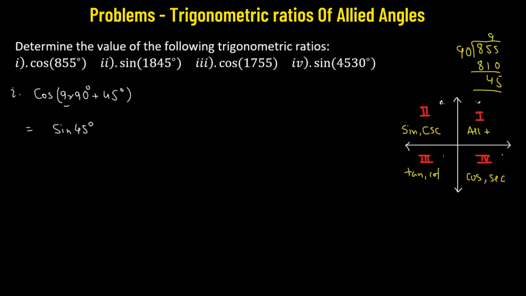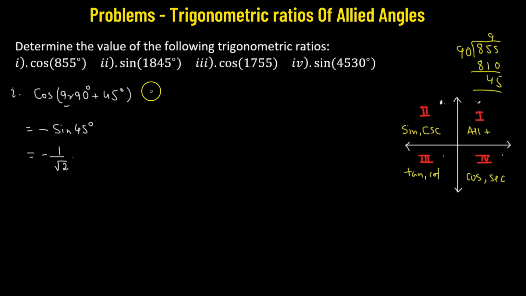Now in the second quadrant, only sine and cosecant are positive, and everything else is negative. You might get confused because we have a sine here and think we will get positive. No, it's going to be negative, because we always have to focus on the original function. We started with the cosine function, and in the second quadrant the cosine function is negative. That means the value will be negative. Now we have sine 45 degrees, which is 1 over square root of 2, which gives us a final value of negative 1 over square root of 2.